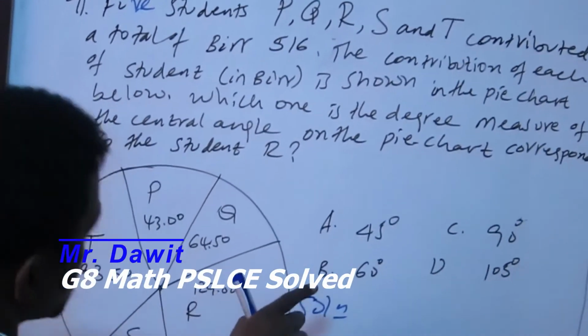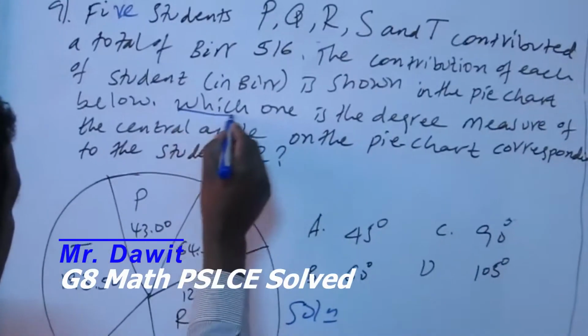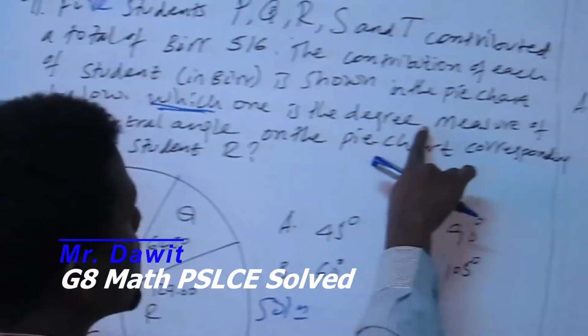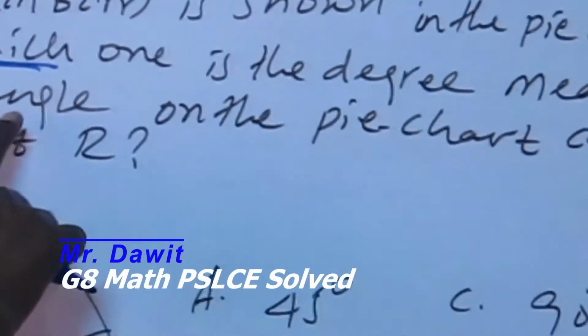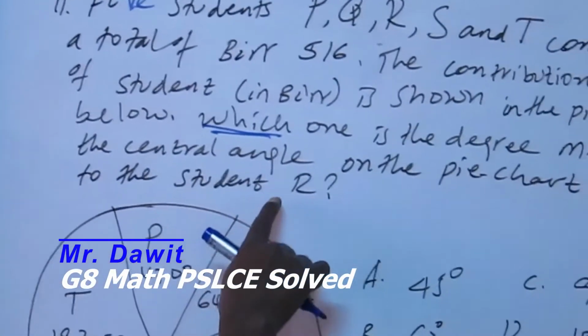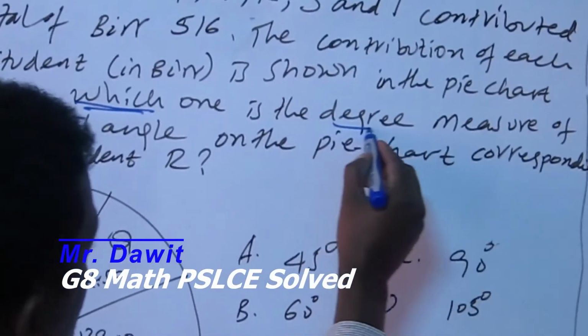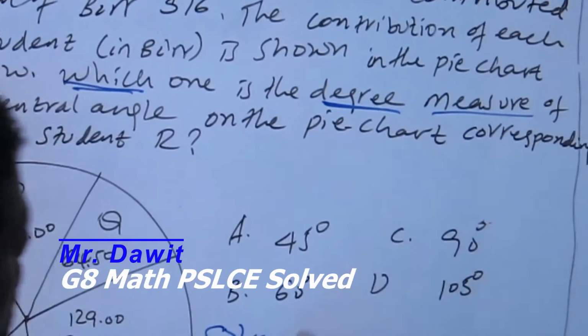The question starts from here. Which one is the degree measure of the central angle on the pie chart corresponding to the student R? It says the degree measure.